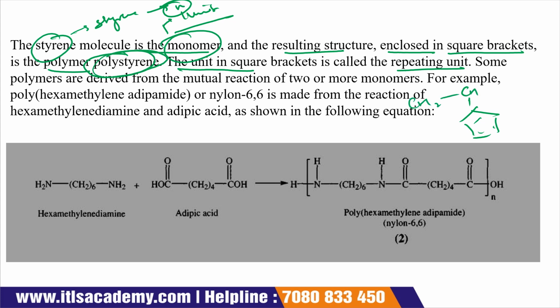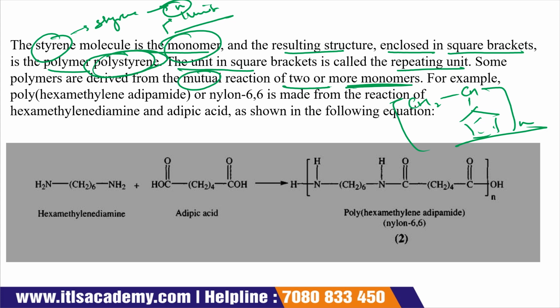Okay, this is your repeating unit. Some polymers are derived from a mutual reaction of two or more monomers. So there is also a concept that polymers are derived when a mutual reaction occurs between two or more types of monomers.